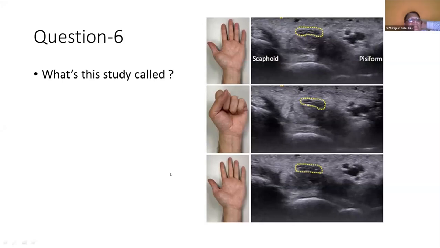We will go for the next question. Sixth question. What is this study called? Sir was mentioning about this in detail. Bavaharan sir. Okay, we can carry on with the next question, next discussion.